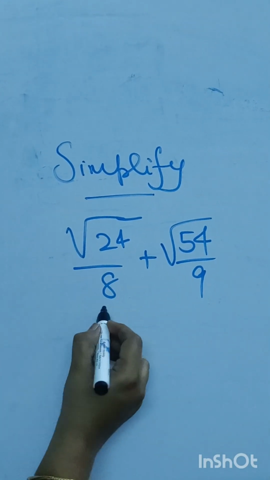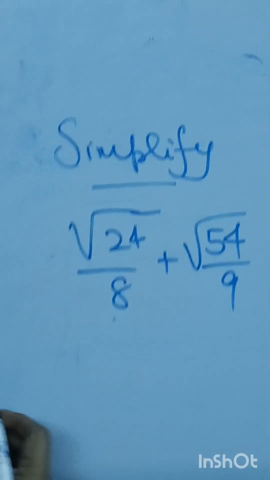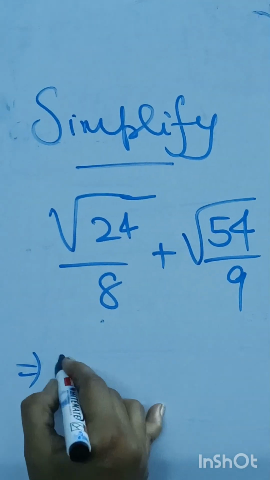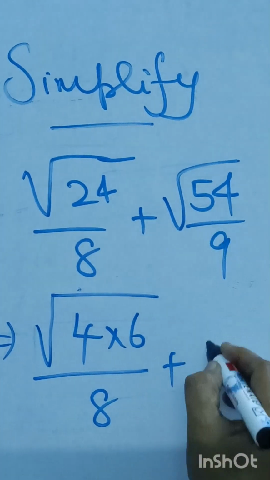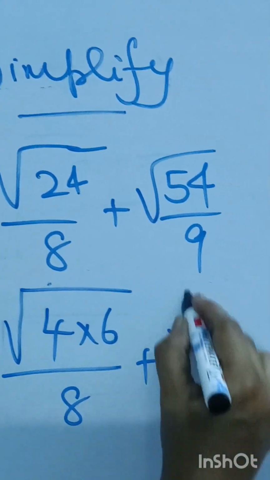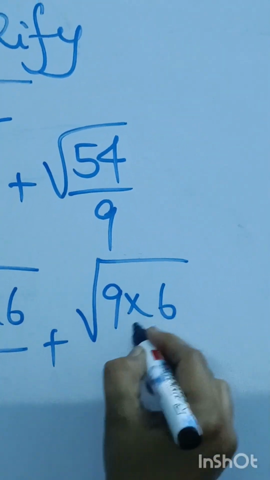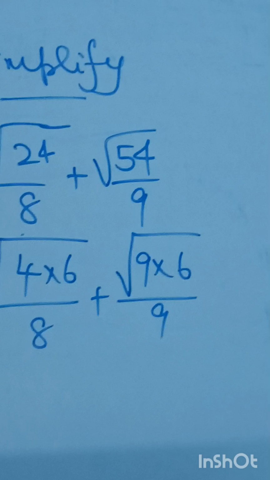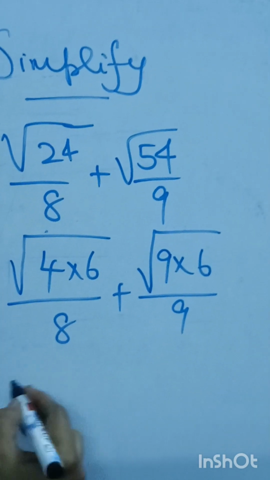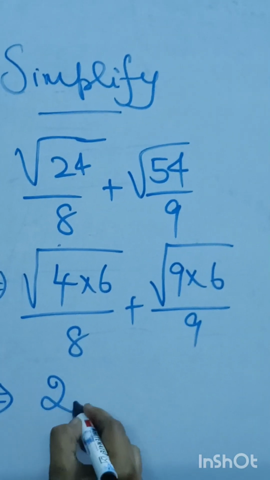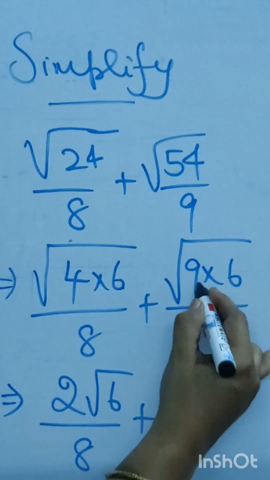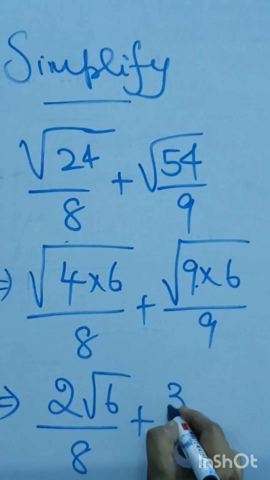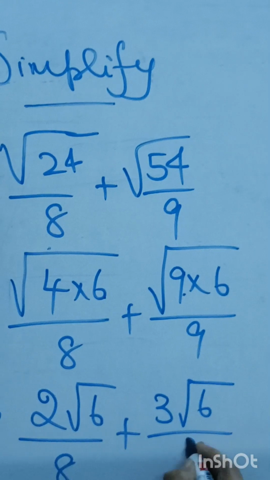Root 24 by 8 plus root of 54 by 9. Root 24 can be written as root of 4 into 6 divided by 8, plus root 54 can be written as root of 9 into 6 divided by 9. The square root of 4 is 2, so this is written as 2 root 6 divided by 8. The square root of 9 is 3, so 3 root 6 divided by 9.